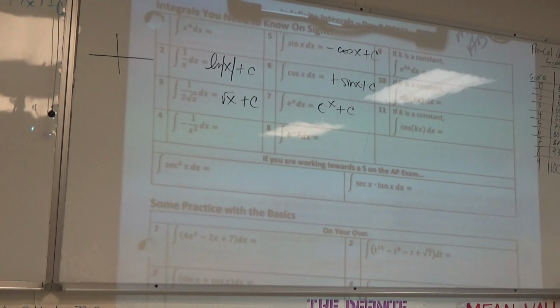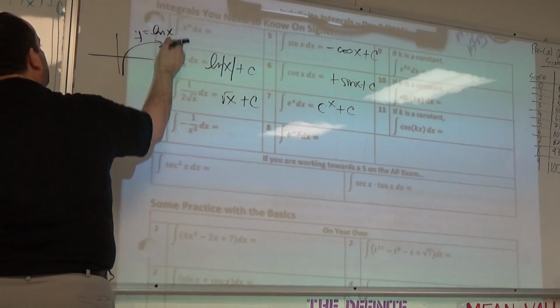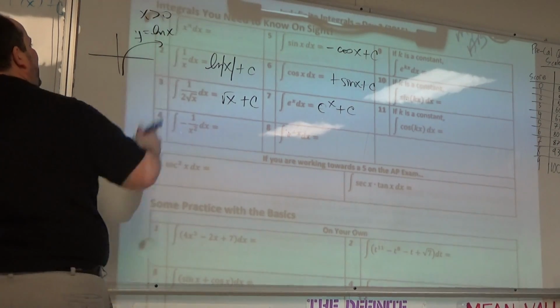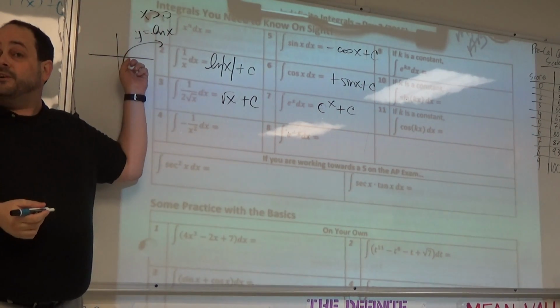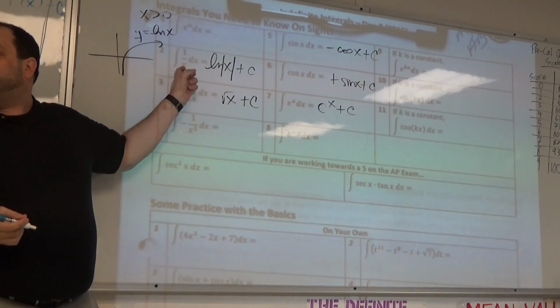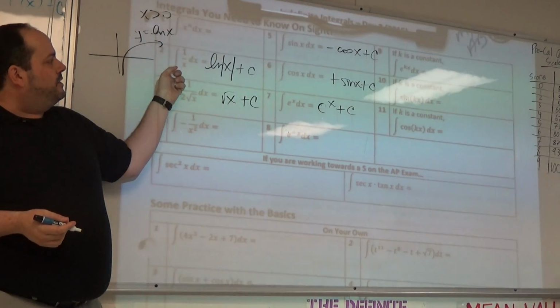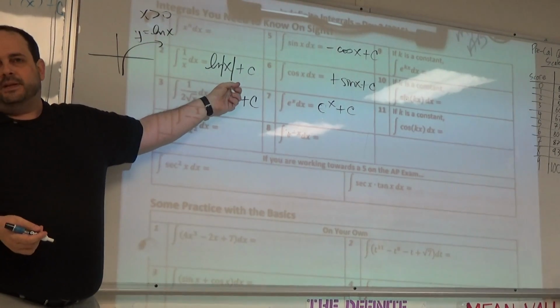Natural log of x looks like that guy there. The natural log of x is defined only if x is greater than 0. That's your domain, right? All the x is greater than 0. Over here, there's no restriction. X could be anything. So the antiderivative of 1 over x is natural log the absolute value of x plus c.